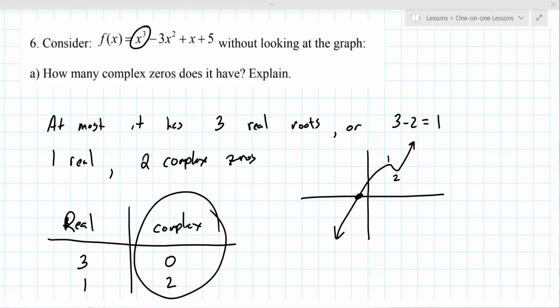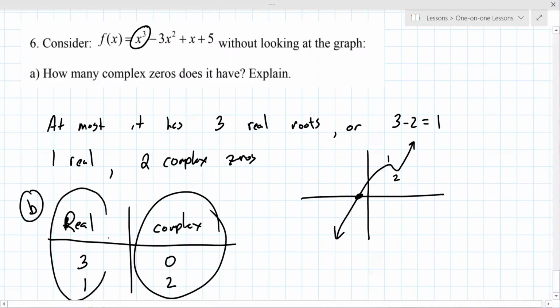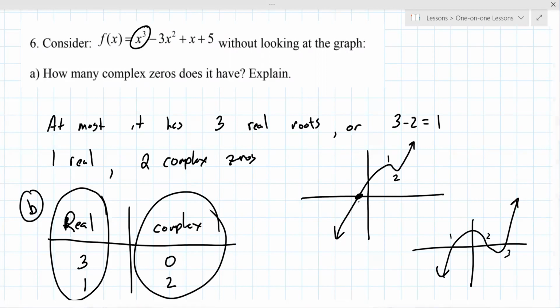Not sure. Oh, part B. Part B is right here as well. Part B is this discussion right here. It either has 3 real. So let me describe that. This would be like 3 real: 1, 2, 3. Or it has 1 real, like the graph over here that I showed you. Okay. How many non-real zeros could it have?